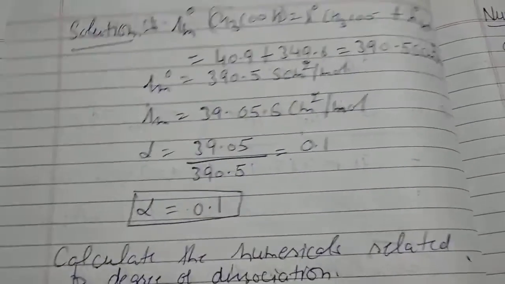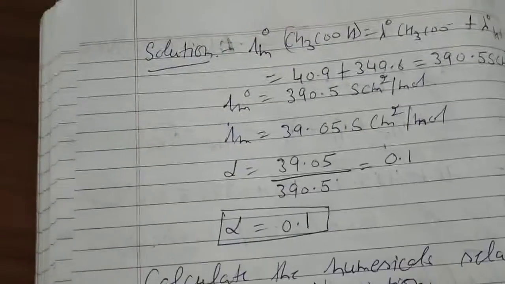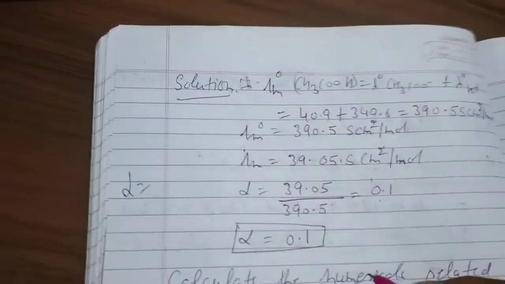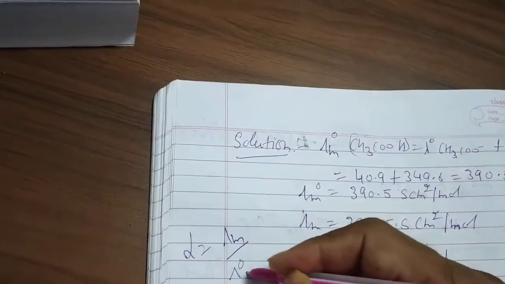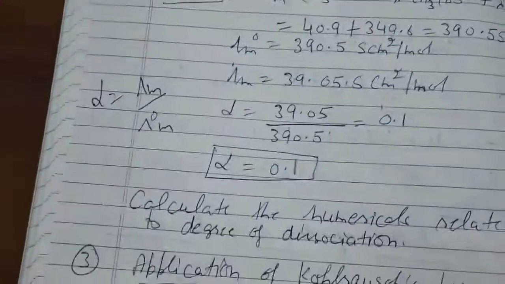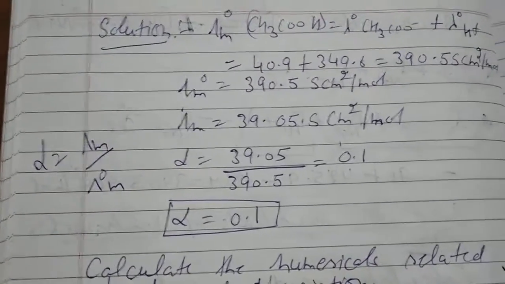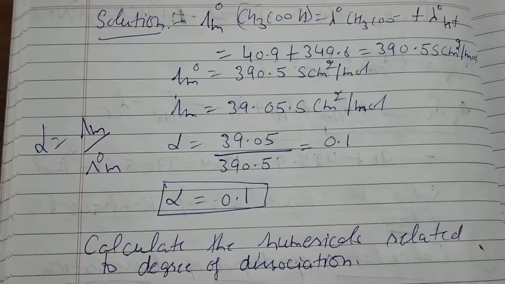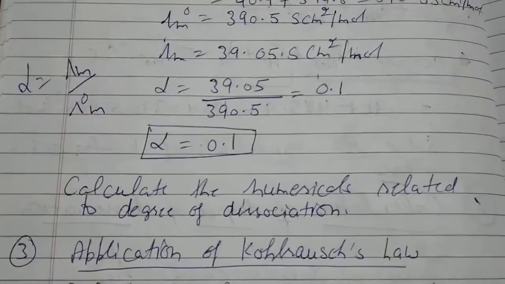So I can write the formula also. This alpha is equal to capital Λm divided by Λm naught, sorry, I always get confused with this. This is capital Λm, the molar conductivity at any concentration, and capital Λm naught is the molar conductivity at infinite dilution. The value of alpha will come out as 0.1.